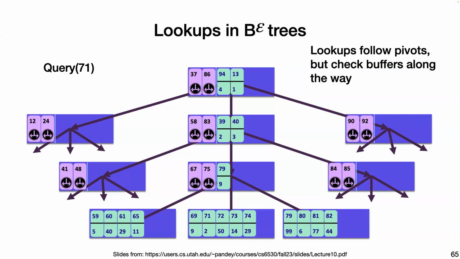Yeah, so really good questions. That was insertion. For lookup, it's way easier. You're just gonna do pretty much the same pointer following search as you did in the B tree, but instead of just checking the pivots, you also have to check now each buffer along the way. So here, we're looking for 71. We first look in the root and we don't find it. Then we follow the pivot and then we go one level down and it's still not there. And again, it's not there, but then we go to the leaf and it happens to be there. So we return yes.